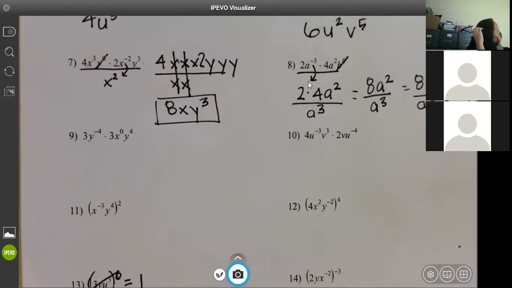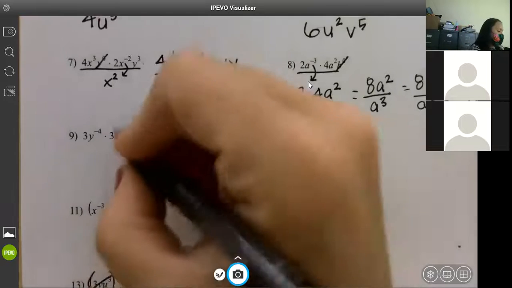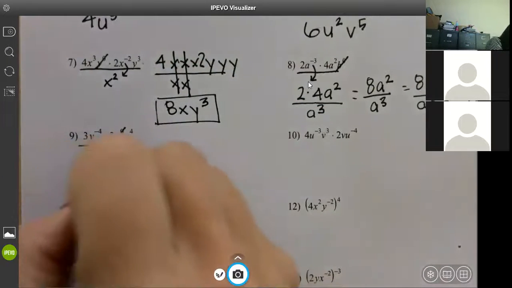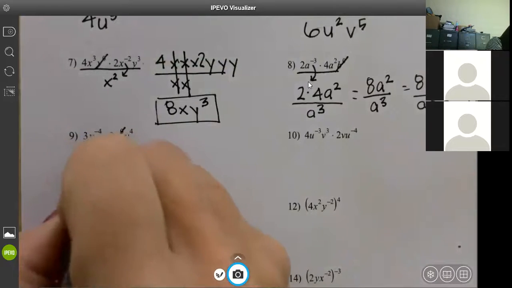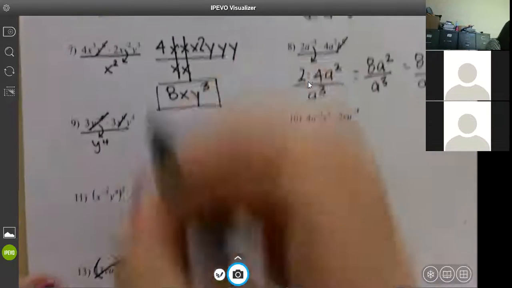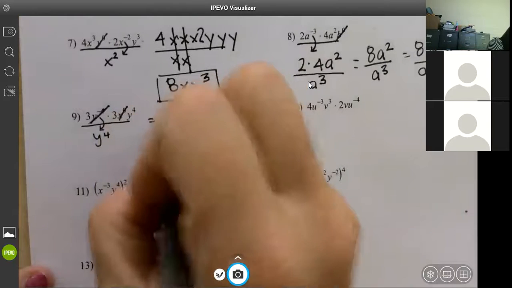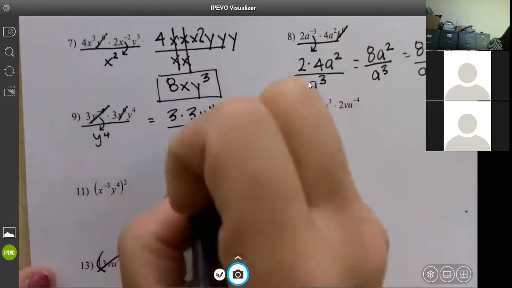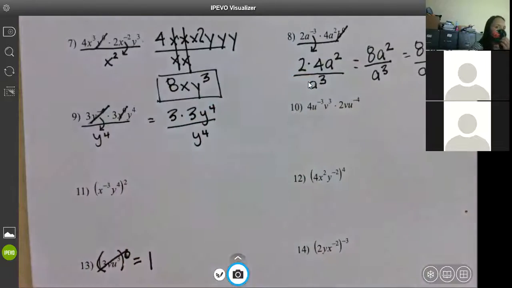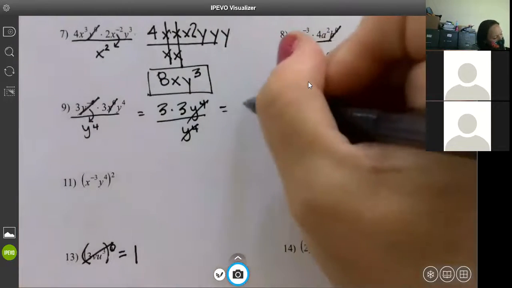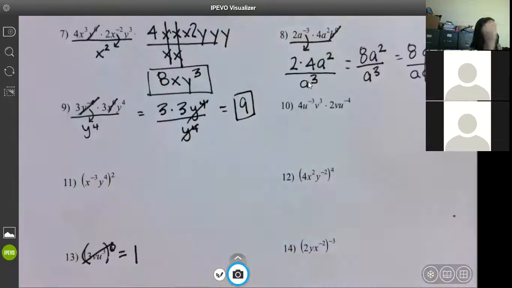Somebody else, number 9, what do you see? A 0, so I can mark it out. Negative, and then -4 goes to the bottom. If you want to mark it out on the top so you don't see it, that's fine. So on the top, I have 3 times 3y to the 4th over y to the 4th. What do you notice? All the y's marked out. What is 3 times 3? 9. That's it.